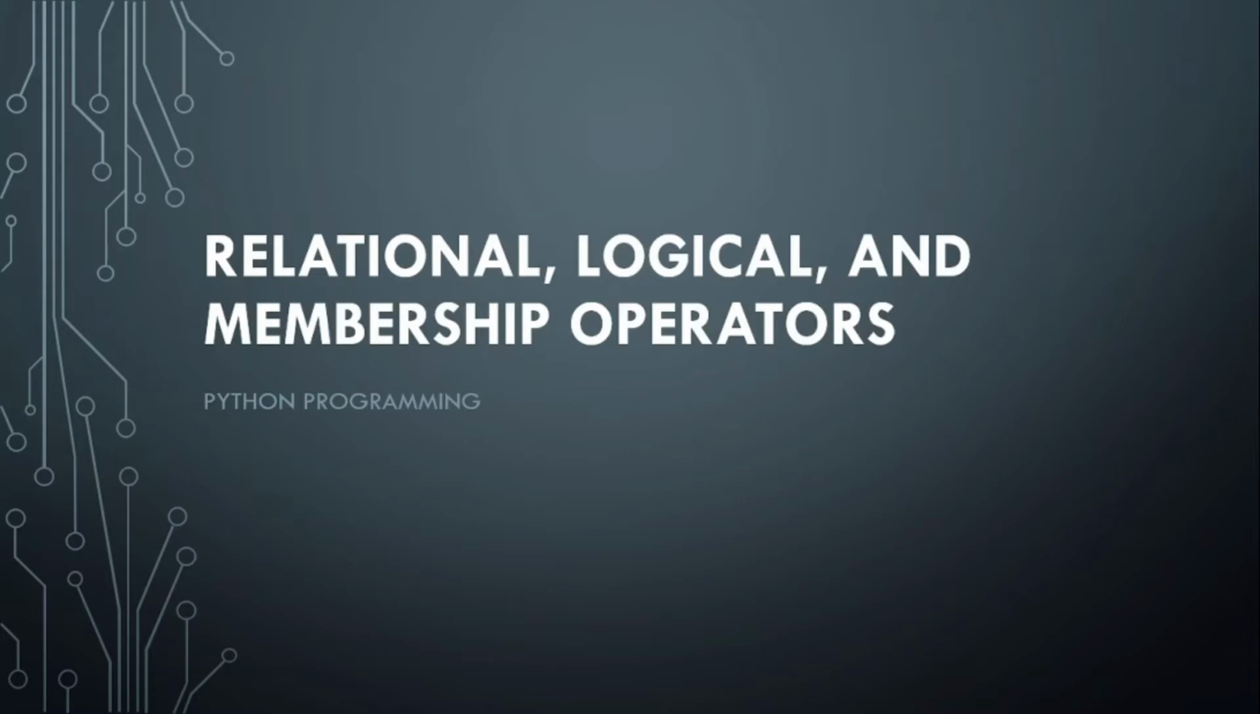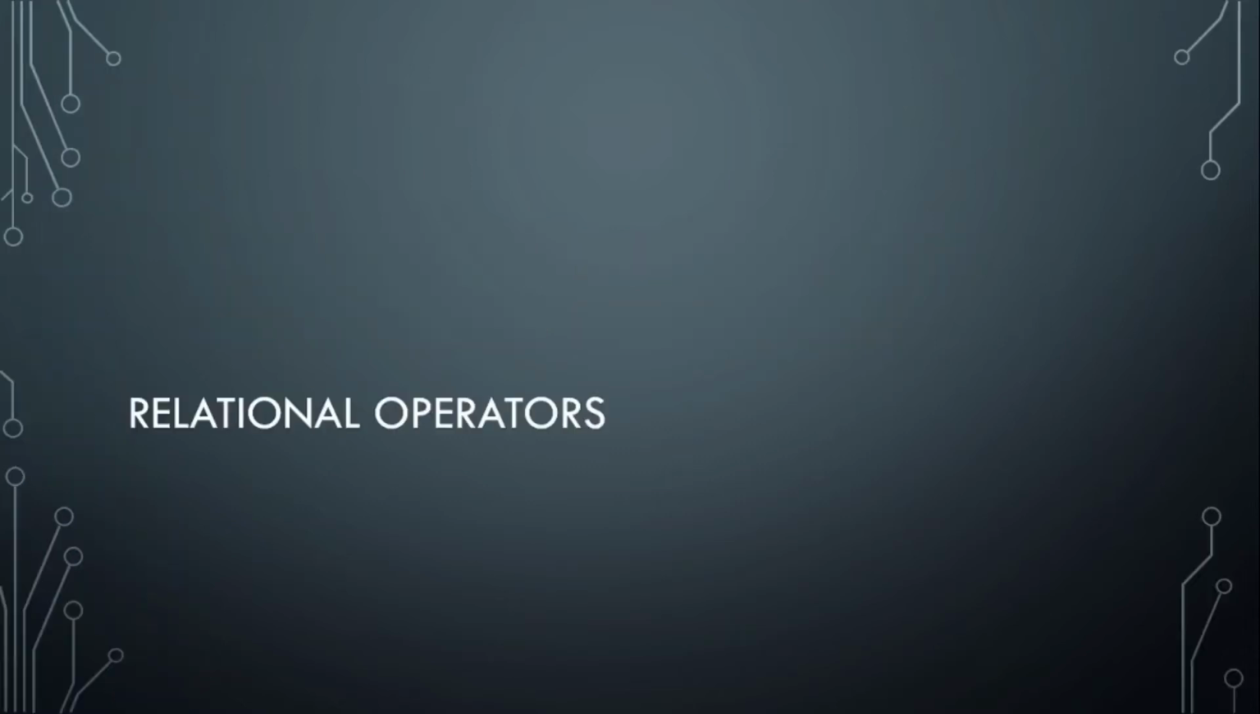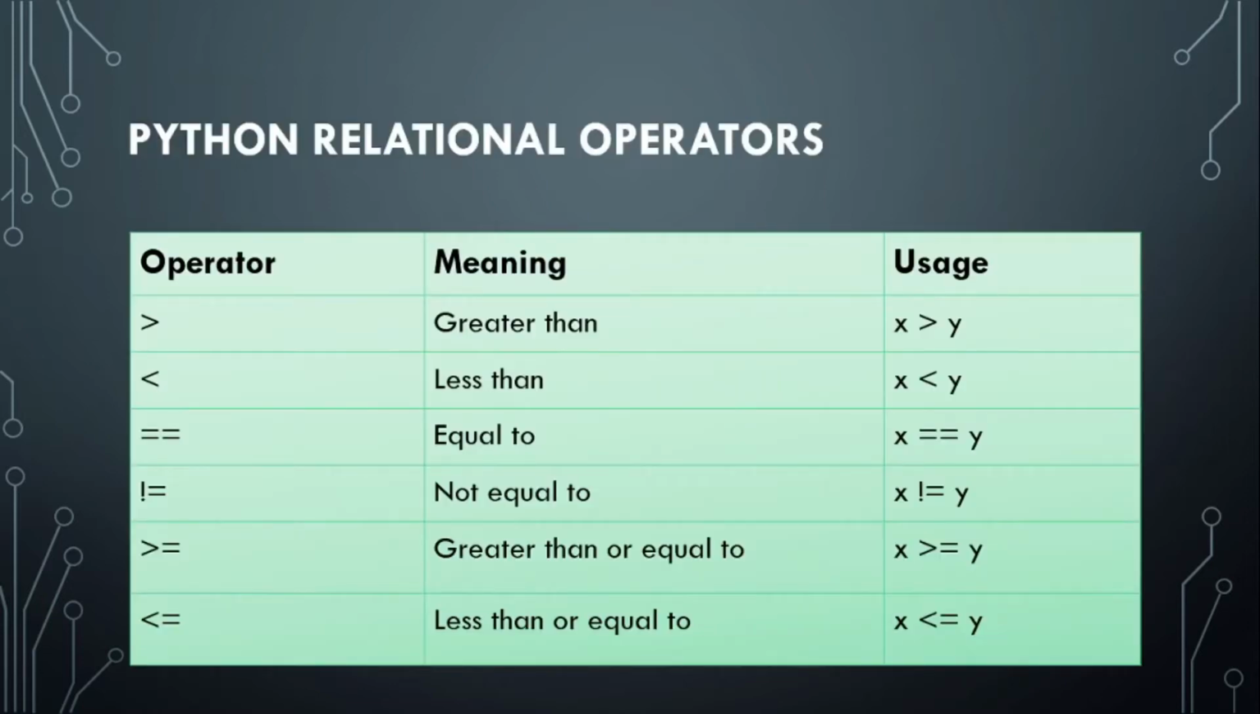So let's begin. The first type of operators na i-discuss natin today is yung relational operators. So relational operators is sometimes called comparison operators. So ano ba yung mga comparison operators in Python programming language? So here they are. So we have the conventional greater than, less than, equal, not equal, greater than or equal, and less than equal. So let's fire up the IDE para makapagawa na tayo ng example.